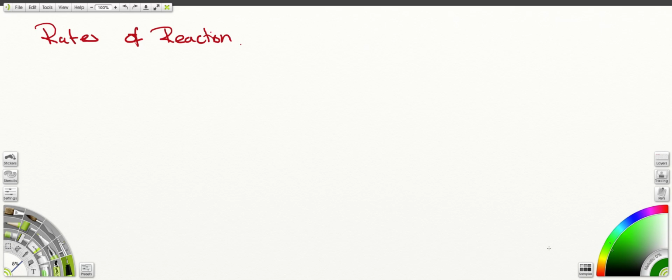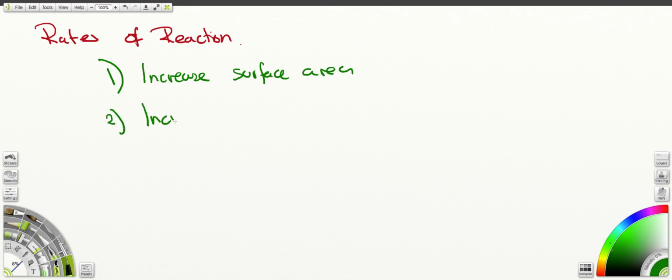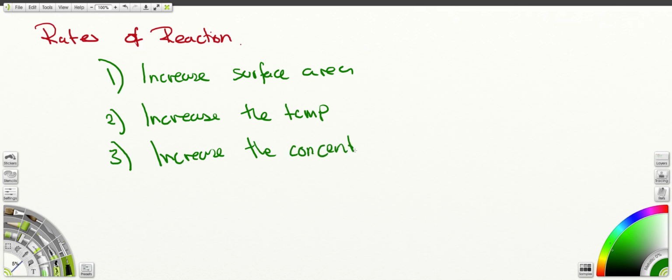So for rate of reaction, just to write a summary of the 4 things that you need to know. Number one is my onions example: you need to increase the surface area for an increase in reaction. Number 2, you need to increase the temperature. Number 3 is you can increase the concentration of the acid or alkali or chemical or whatever you want to call it. And number 4 is to use a catalyst.